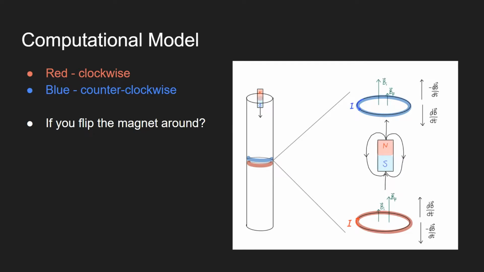And this applies to the bottom red ring as well, and therefore based on the right-hand rule the bottom ring will have a clockwise current motion. And if you flip the magnet around, the rings are also going to be flipped bottom up, because now the top is going to have a clockwise current and the bottom ring will have a counterclockwise current.